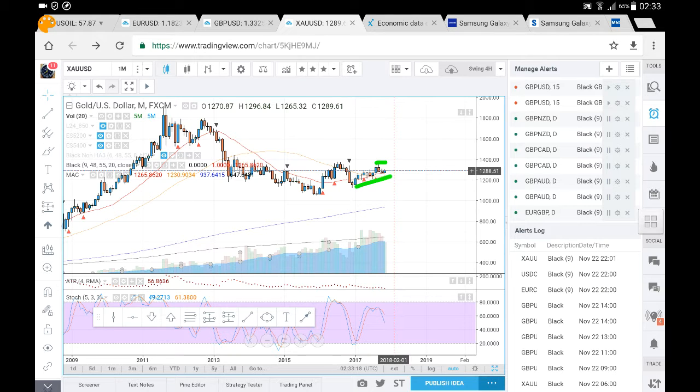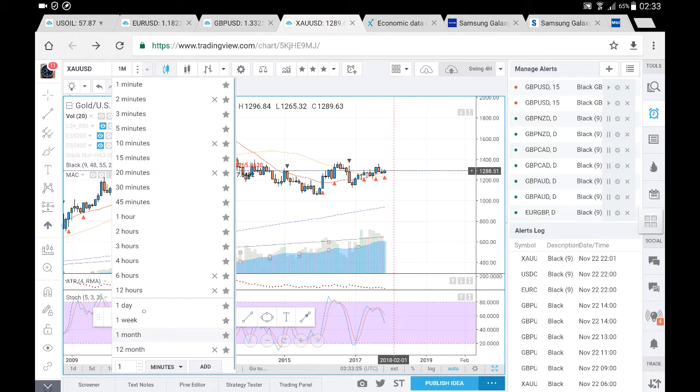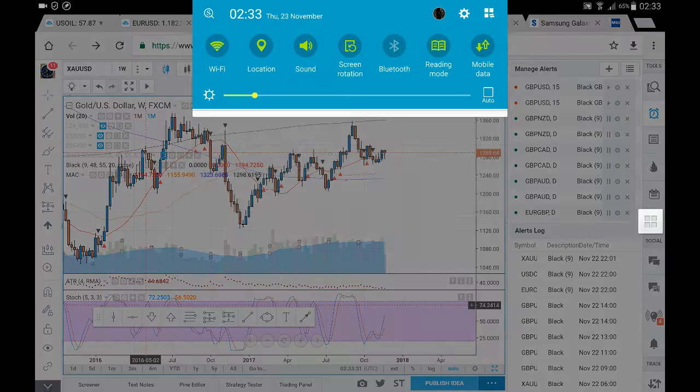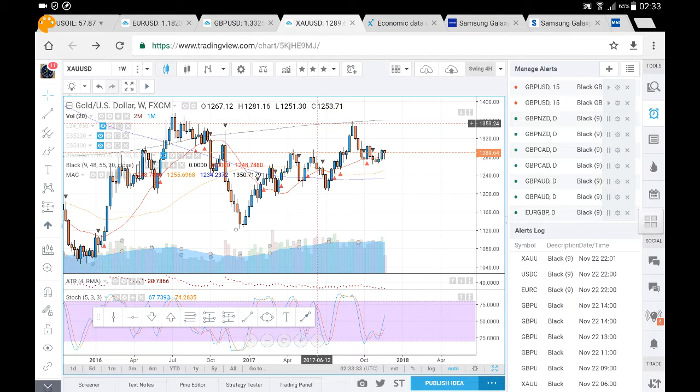Now, let's just have a look at the weekly chart just to see if we're in alignment. So we have it up to the weekly chart. On this weekly chart, we've had quite a bit of a pullback. As we can see here, we've had our lows, we've had a series of higher lows.